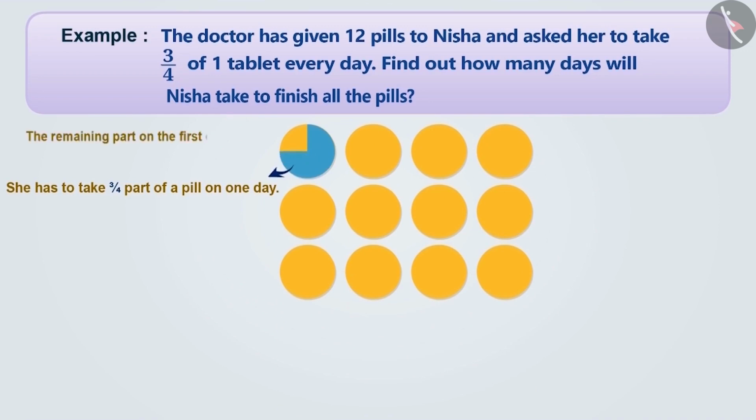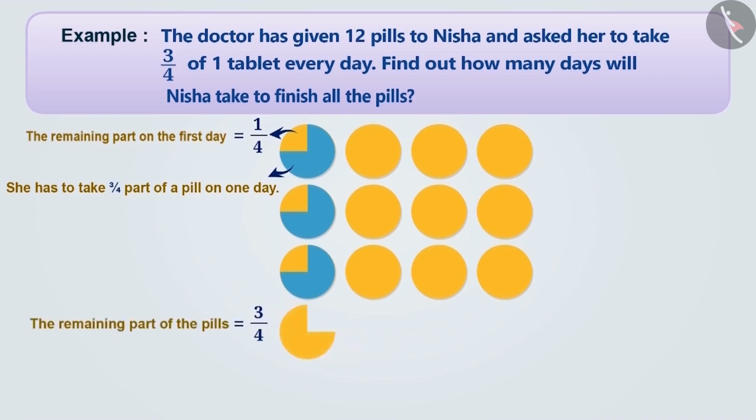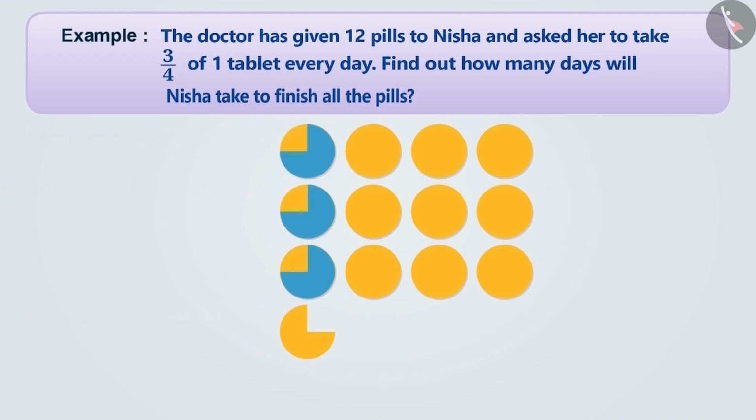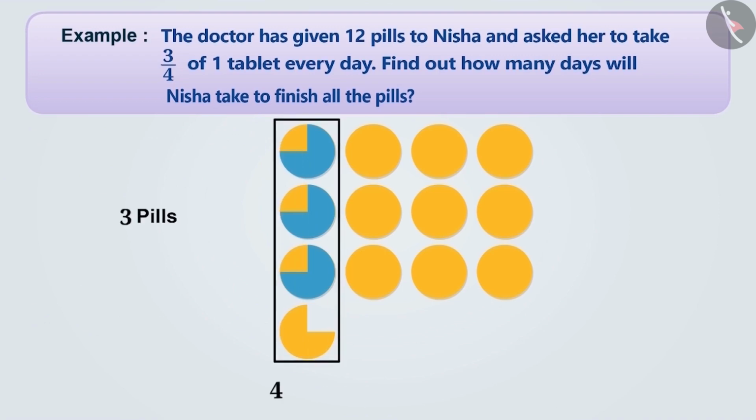On the first day, consuming 3 by 4 parts of the tablet will save her 1/4 part. Similarly, on the second and third day, after taking 3/4 of the tablet, 1/4 part will be saved. If we add the remaining parts, we will get 3/4 of the pill, which Nisha can take on the fourth day. In this way, Nisha will be able to take 3 pills in 4 days.